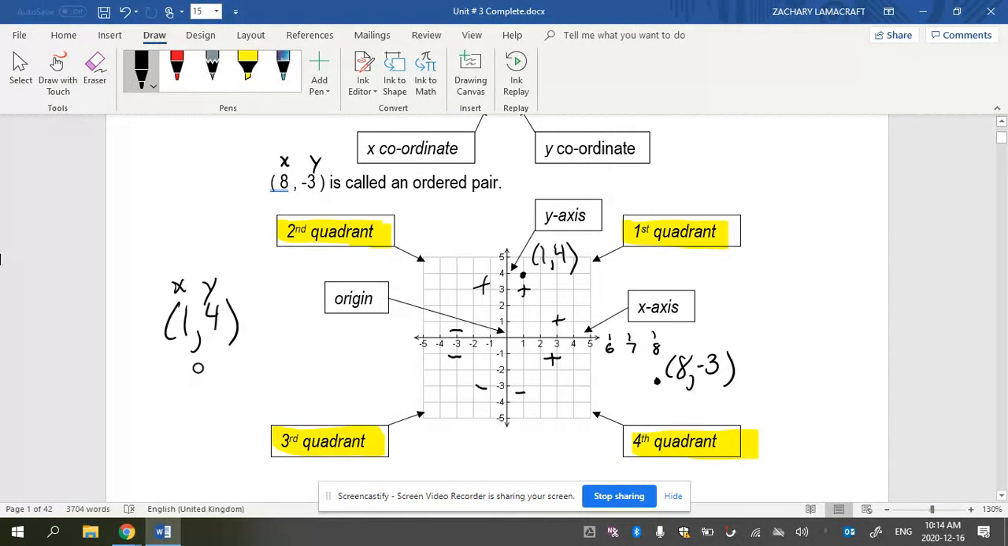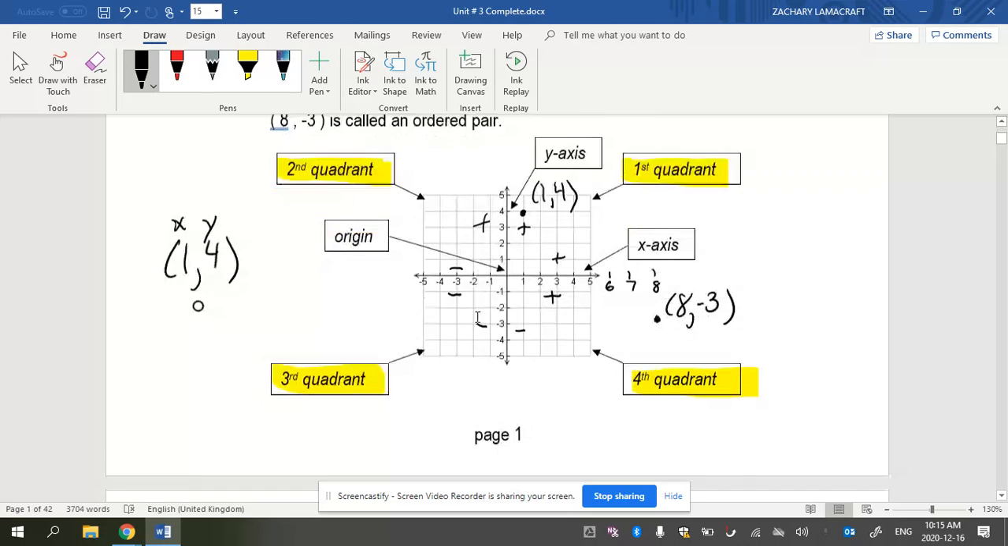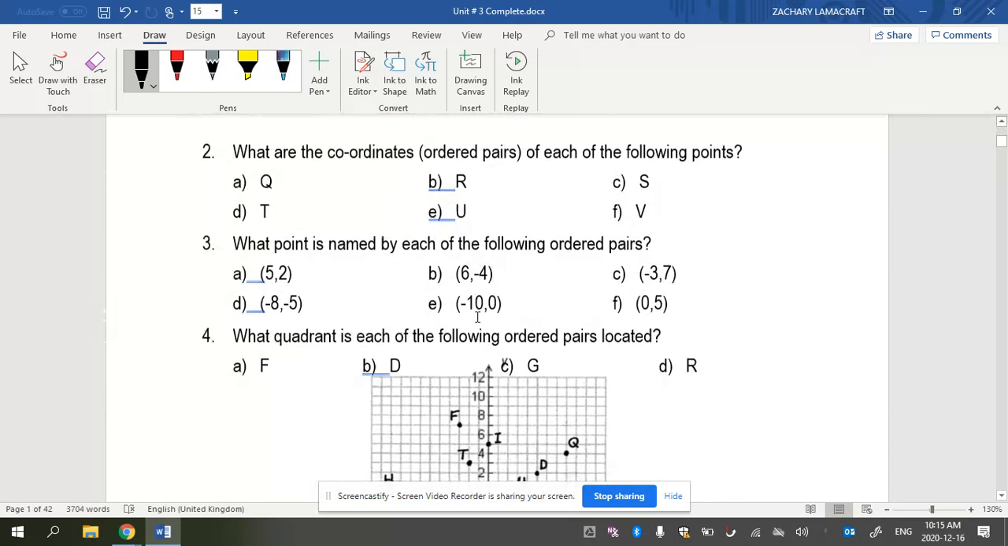So it's important to know those things because you might be asked the question, on the second quadrant, is the x-axis positive or negative? And you'll need to know those things, okay? So that's kind of what we're looking at there. Any questions about that one, guys? No? Sweet.